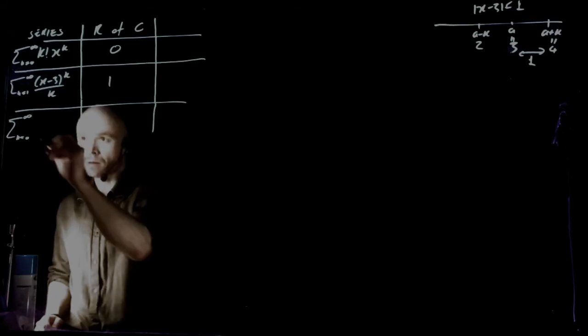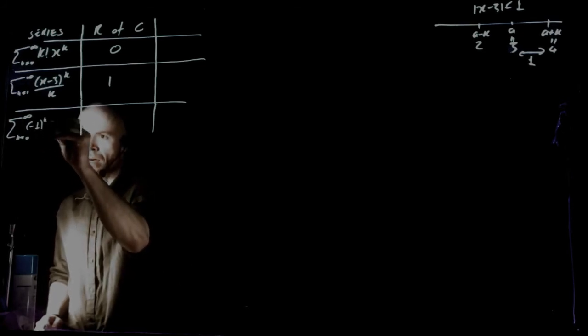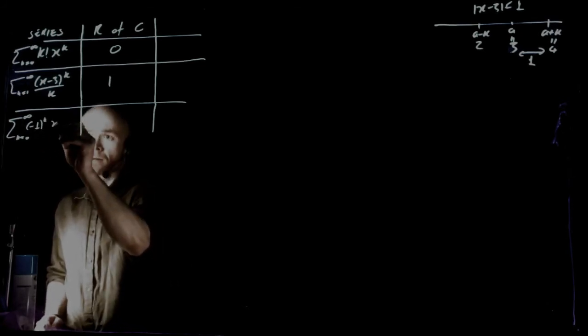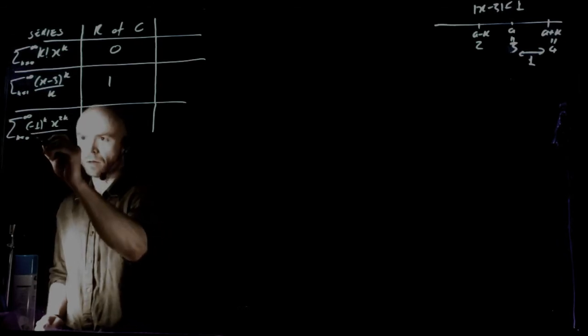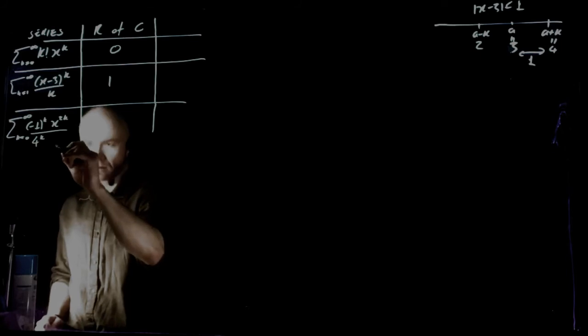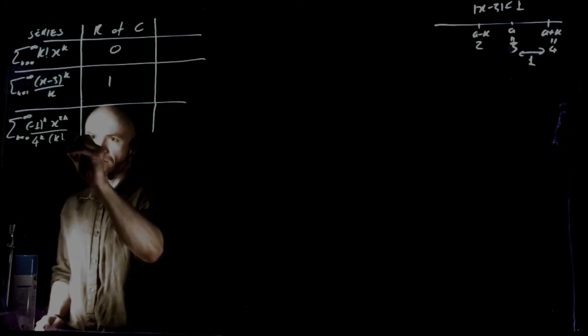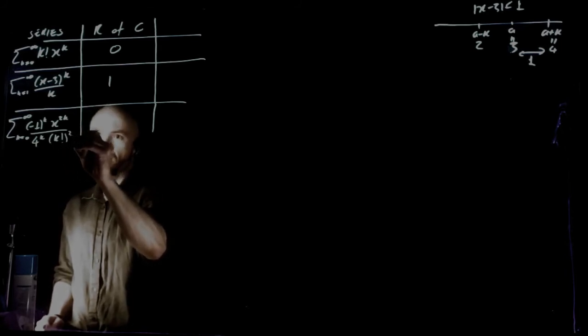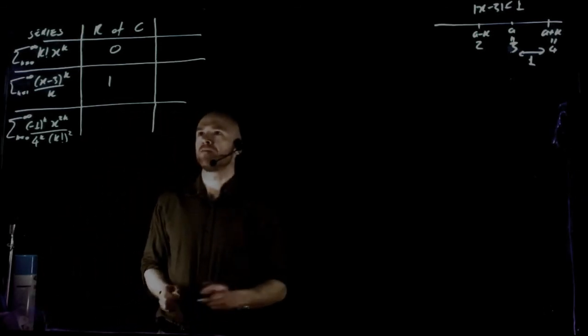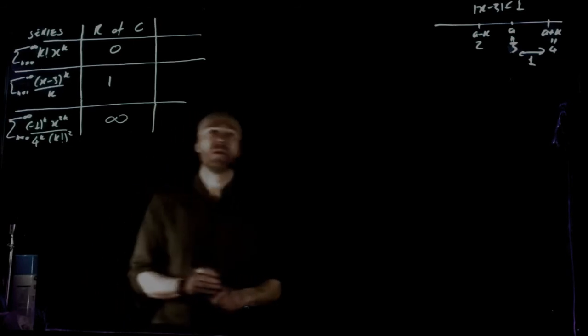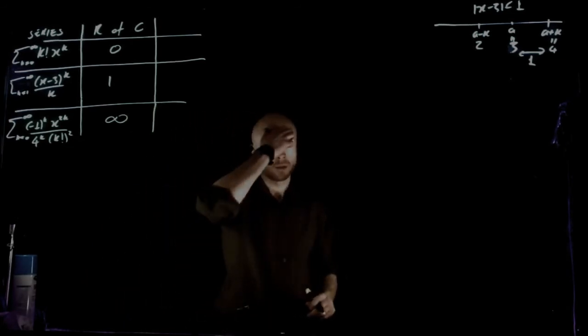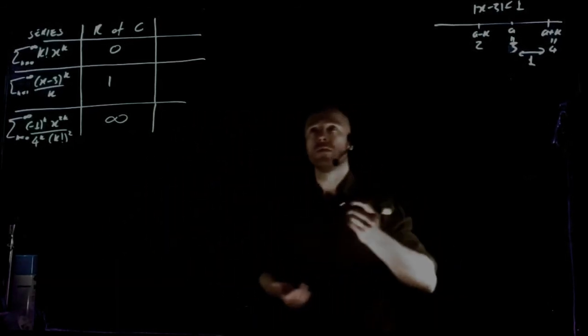The sum from k equals 0 of (minus 1) to the k, x to the 2k over, let's write it like this, (k factorial) squared, right? And then we found this thing always converges, so we think of the radius of convergence as being infinity. But there's another concept, and that's the interval of convergence.